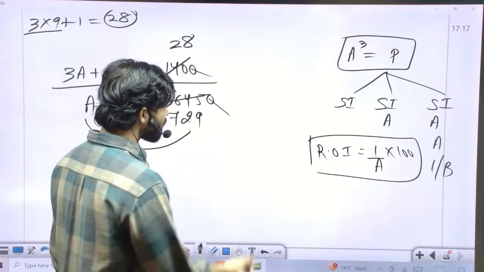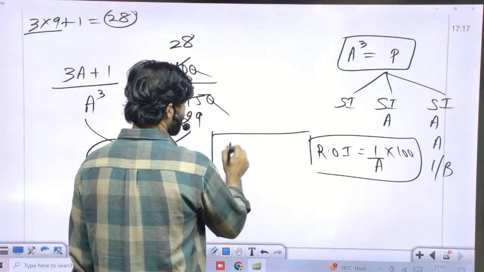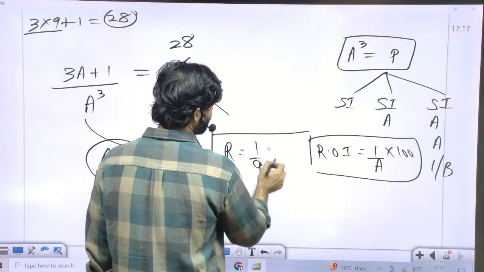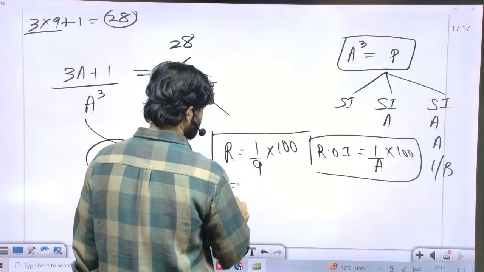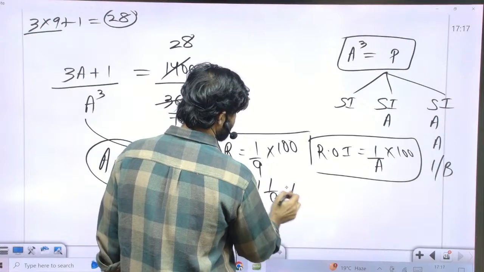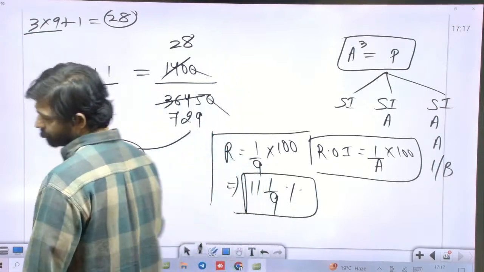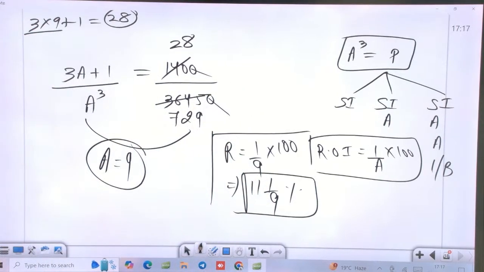So the value of A is 9. Let's find out the rate of interest. So the rate of interest is 1 by 9 into 100. So the answer is 11 1/9 percent. It's done. This is the question and we have done it. Okay, please write the solution. You will not find that question difficult in the next.